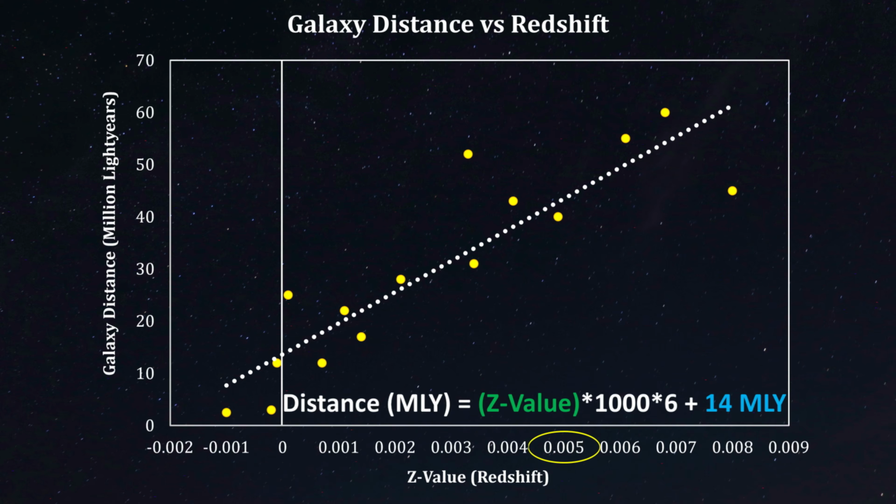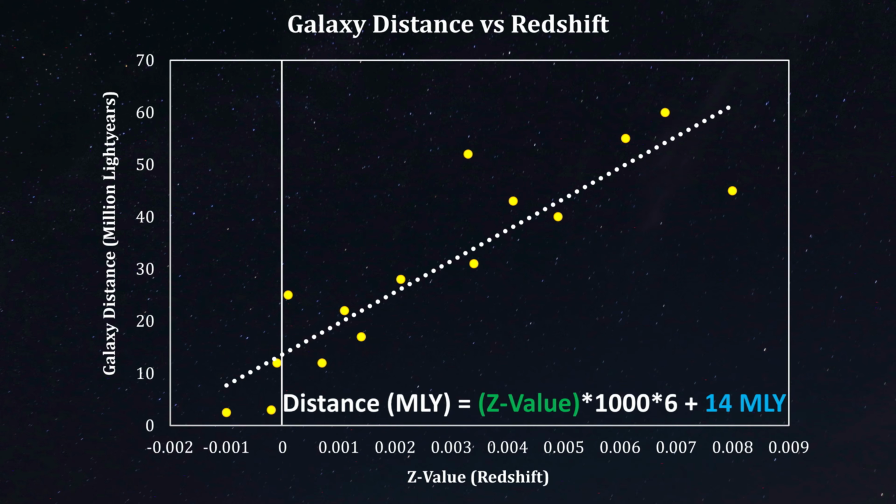Based on the trend line, we can see that a galaxy with a z-value of 0.005 corresponds with a distance of around 45 million light-years. What if we find a galaxy with a z-value of 0.001? That corresponds with a distance of about 20 million light-years. Calculating a galaxy's distance using z-value is pretty much this easy.